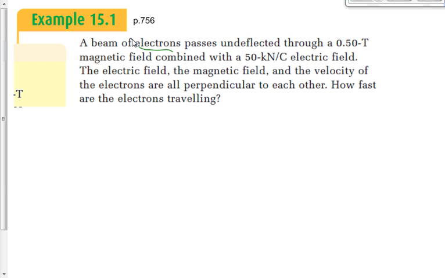Therefore, we already know the charge and the mass. I'm not going to write down the value of the charge and the mass of the electron because they're on my data sheet. I'm just going to write a little note, Q and M, to remind me that I have it if I need it. I can go back to my data sheet and find the numbers if I need it. Passes undeflected through a 0.50 Tesla magnetic field. That's going to be B, combined with a 50 kilonewton per coulomb electric field, don't like that kilonewton. All perpendicular to each other. How fast are the electrons traveling?